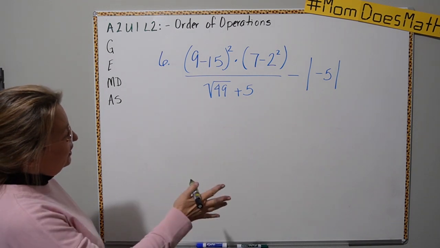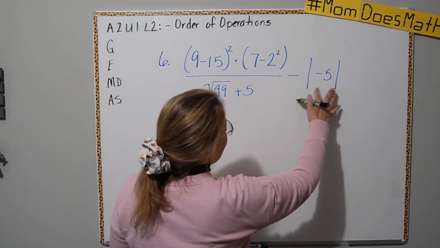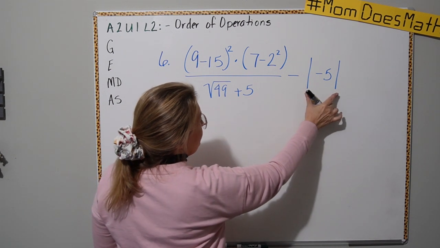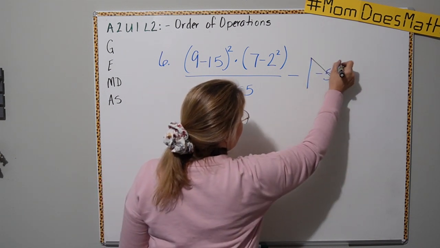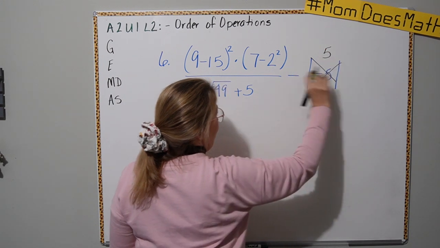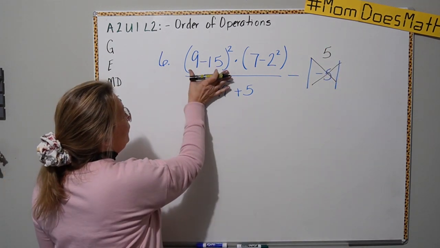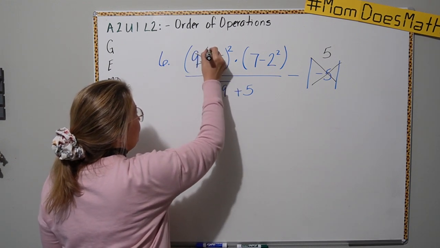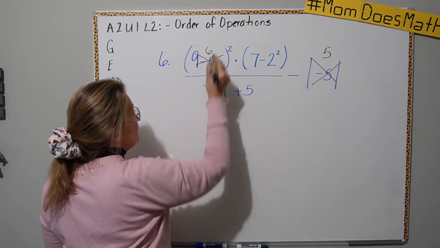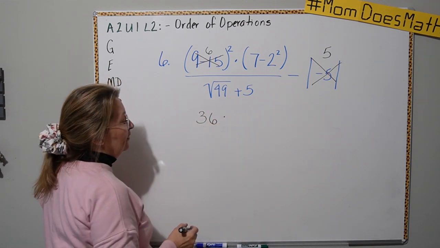Okay, here's number 6. So let's just start whittling away at it. I'm going to come down here to the end because this is a grouping symbol. The absolute value of negative 5 is just 5. So that gets rid of that. All right, let's see what else we can do. Within this set of parentheses, 9 minus 15 is negative 6, and then negative 6 squared is 36. So let's go ahead and bring that down.